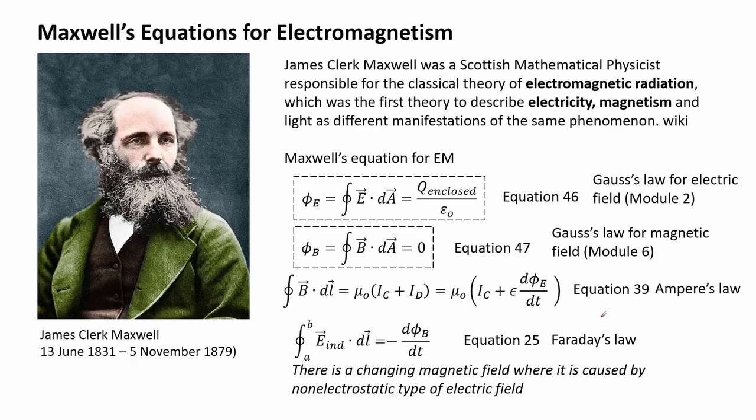First is equation 46, which is Gauss' law of electric field, which you can recall from module 2 of this course. Next is equation 47, which is Gauss' law for magnetic fields, which we learned from module 6. From this module we have equation 39, the Ampere's law, and equation 25, which is Faraday's law of induction. From Ampere's law we note the concept of displacement currents, which is brought about by changing electric flux. For Faraday's law we introduce the concept of non-electrostatic electric field, which is due to the changing magnetic flux. These four equations are foundational to the understanding of electromagnetism.